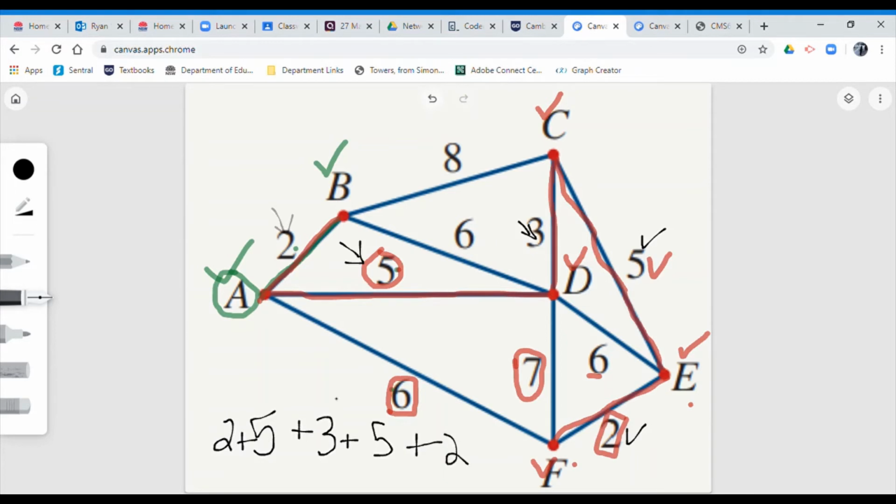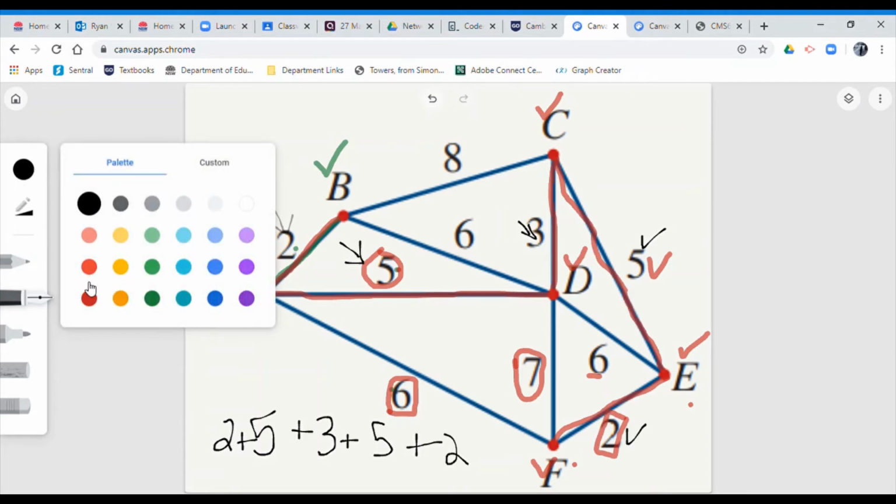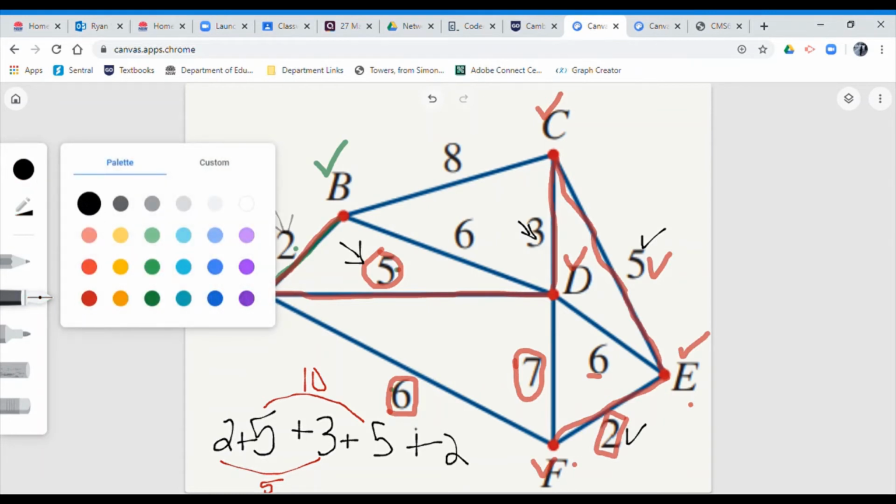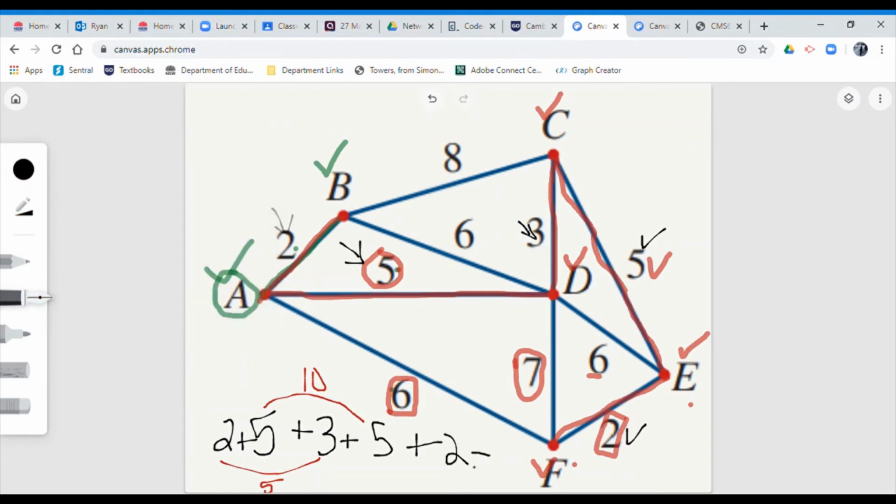And I know that 5 plus 5 gets me 10. I'll just get a different color just so I can show you what's happening in my head. I know that 5 and 5 is 10. I know that 3 and 2 is 5. If you use your calculator, it's also fine. So 10 plus 5 is 15, plus 2 gets us a grand total of 17, so that'd be $17,000 would be the lowest cost of connecting all these different locations. So that gets us to 17.